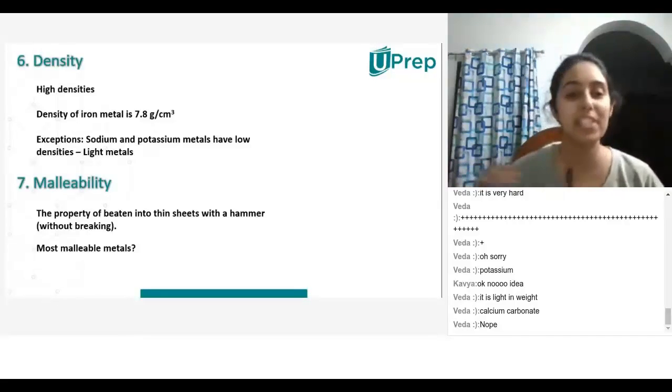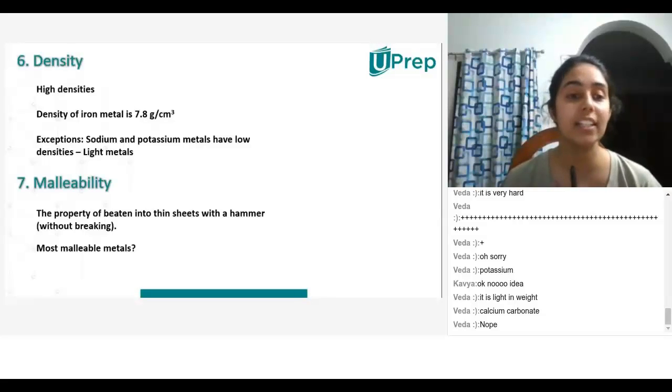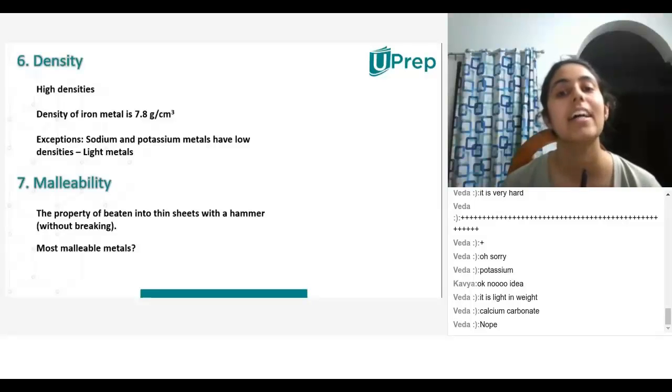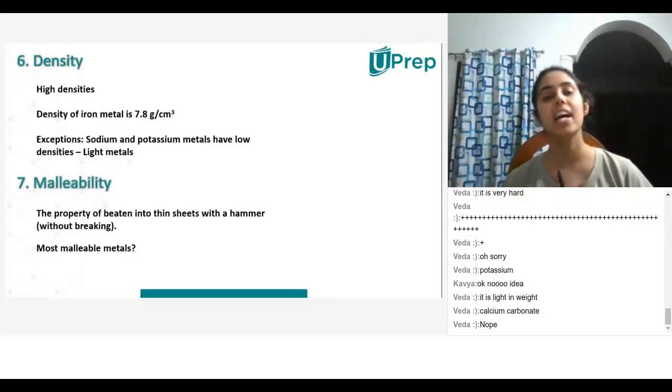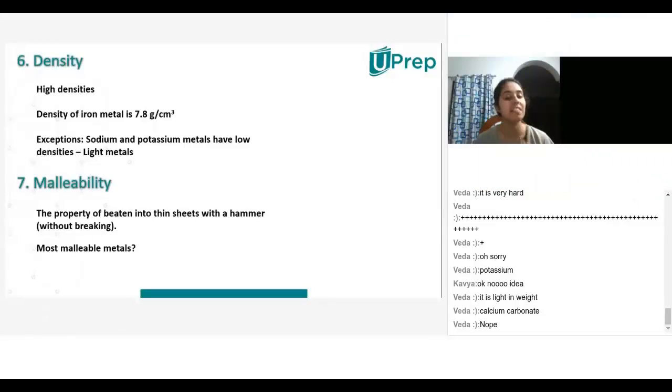Okay, so you're absolutely supposed to know this because that is the basis of all the other densities that we calculate. So you need to know. 1 gram per milliliter. 1 gram per centimeter cube. Okay, so the answer is 1. The density of water is 1, and that of iron metal is 7.8.